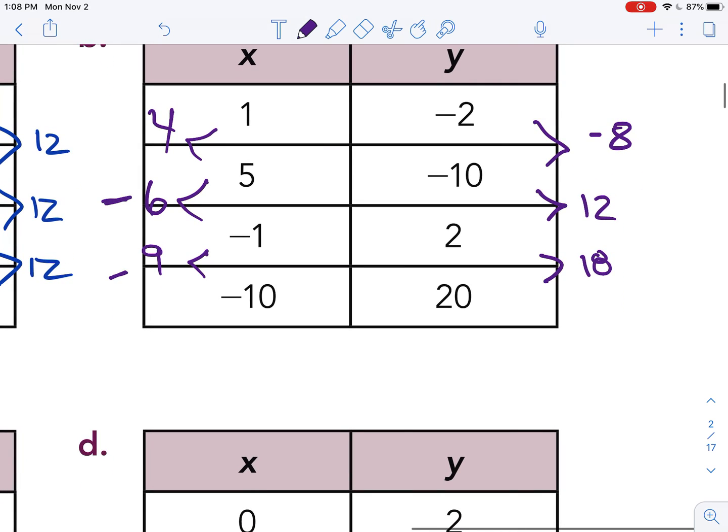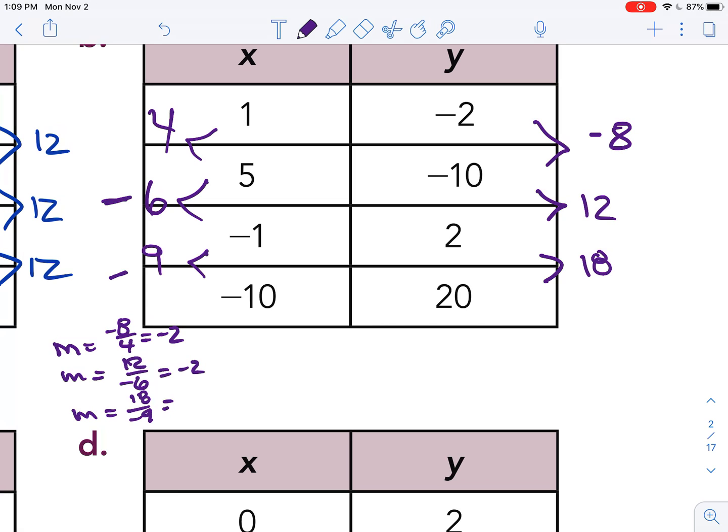So let's see if it's actually a line. So let's look at this. Slope is negative 8 over 4, which is negative 2. So this is 12 over negative 6, which is negative 2. We have to check one more. And that's 18 over negative 9, which is negative 2. So our slopes are the same, that is a line.